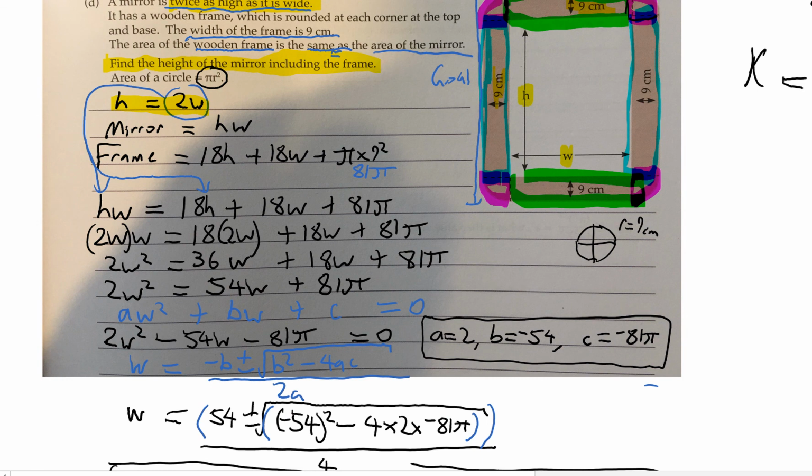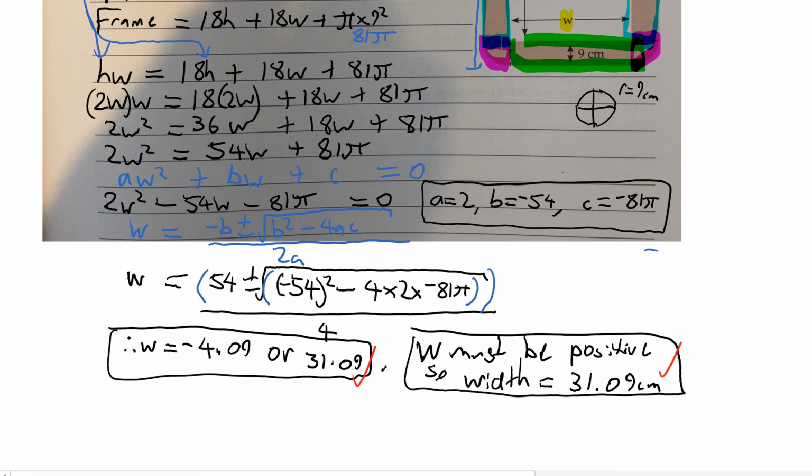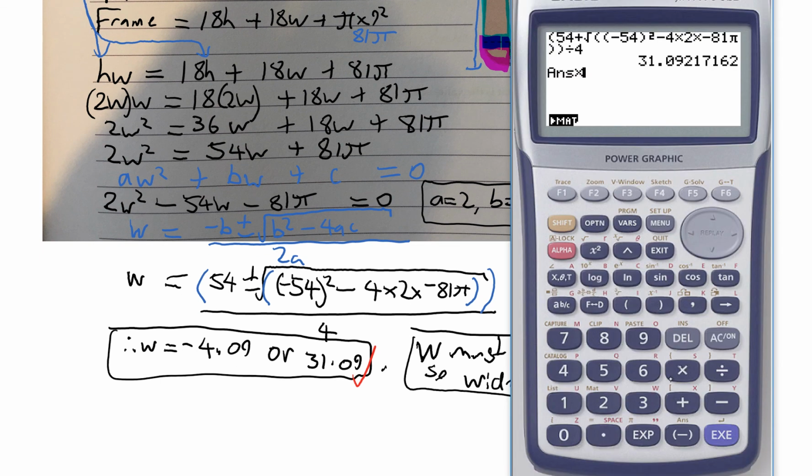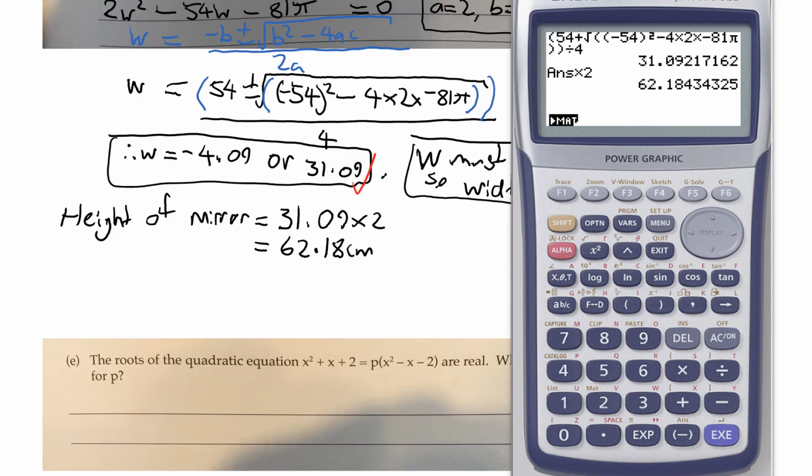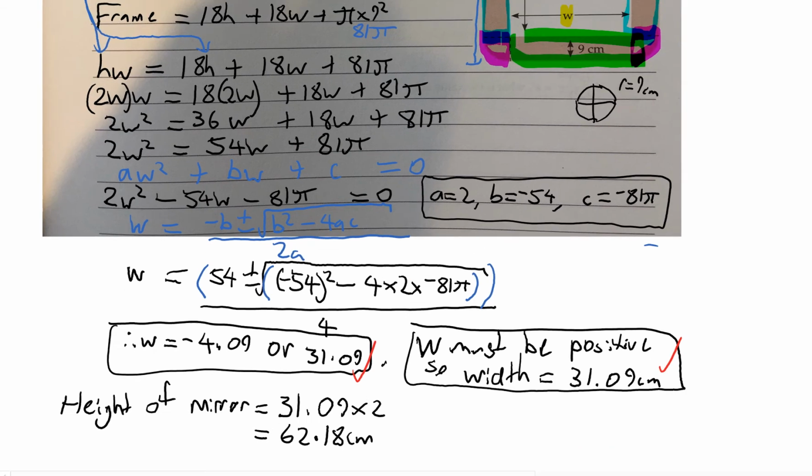Okay, and the height was what we're after. So how do we go from width to height? Well, we know we times it by 2. So timesing that answer by 2 is going to give me the height just of the mirror part. So let's write that down. So 62.18 centimeters.